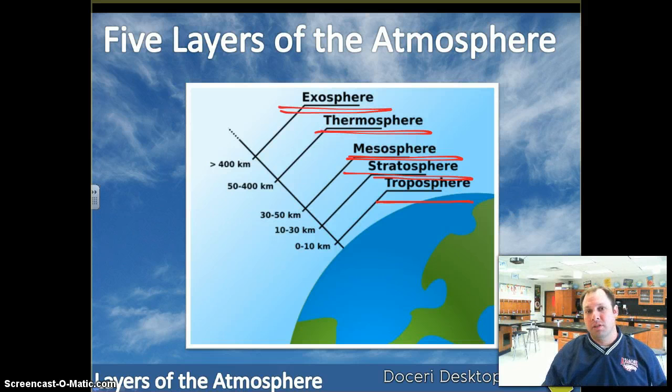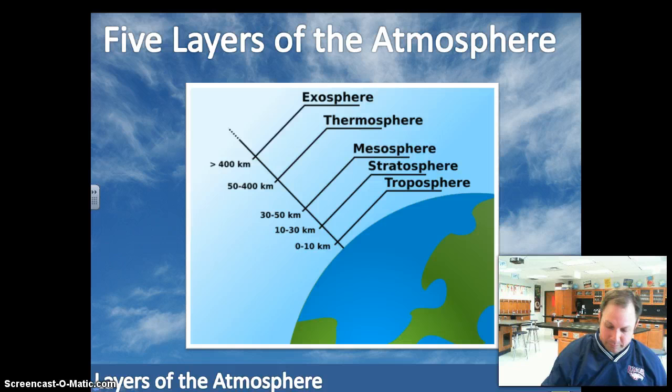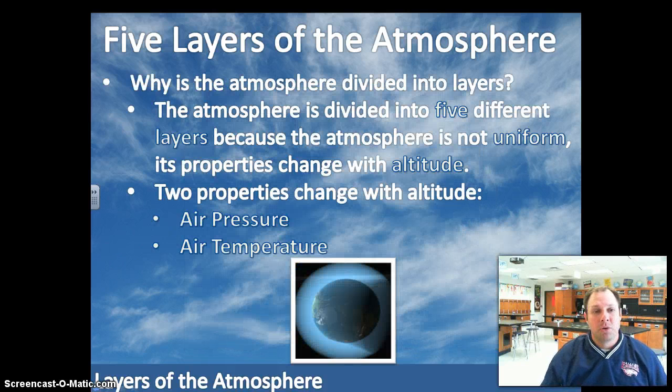And we're going to talk about these various layers and a couple of their characteristics, and we're going to talk about them working from closest to Earth on out towards space. So we have 5 layers. Why do we have 5 layers as opposed just to one large layer?